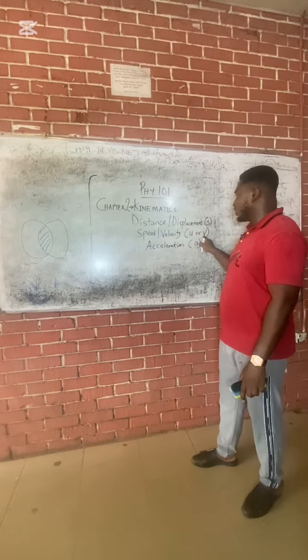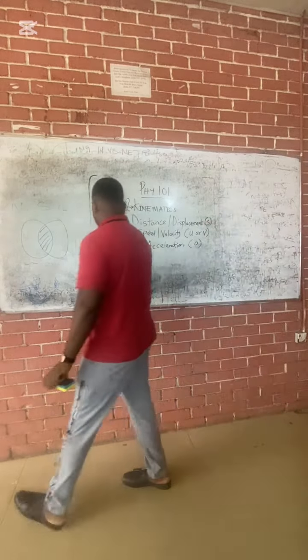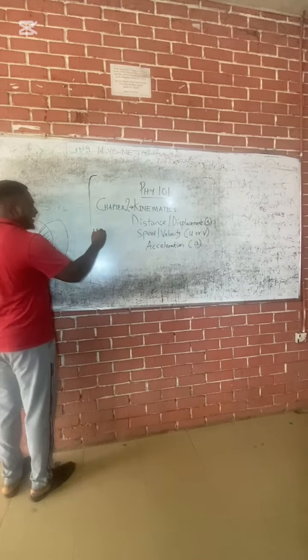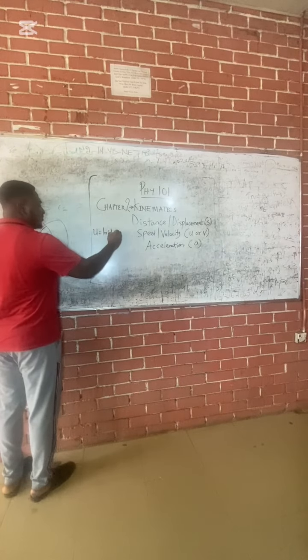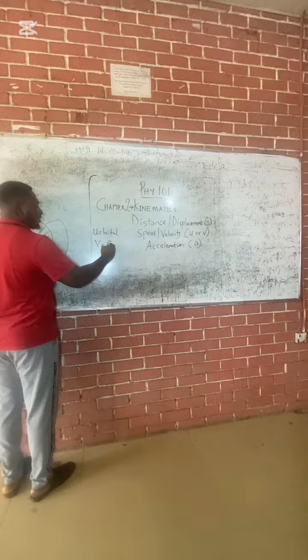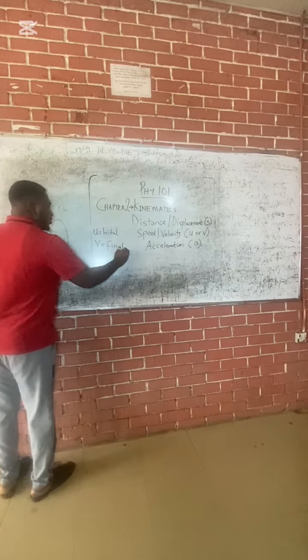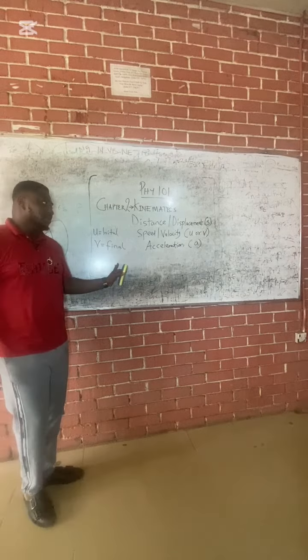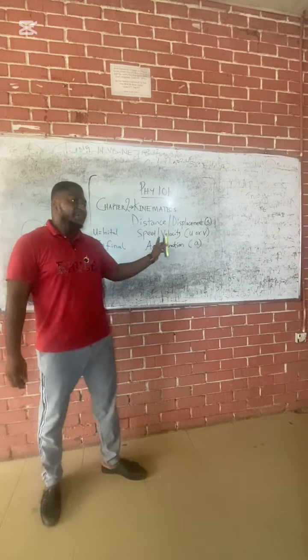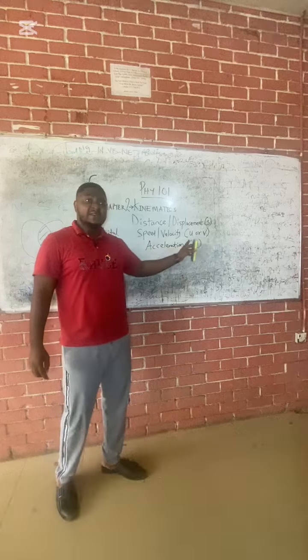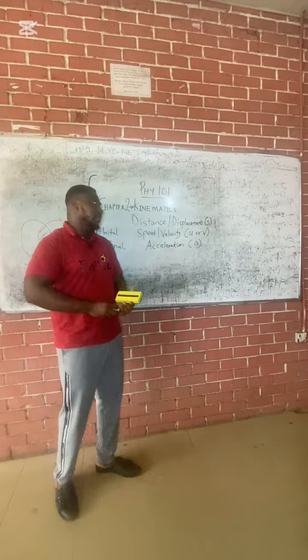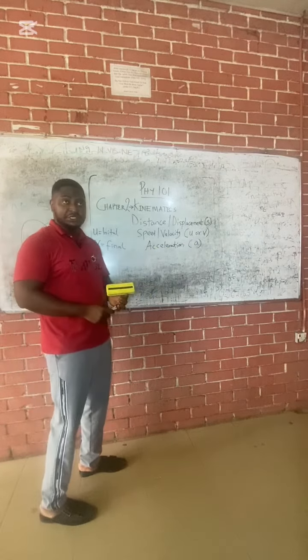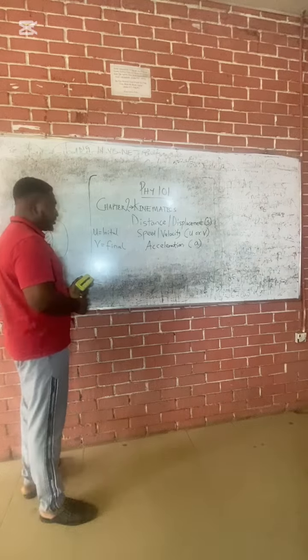Why do we use U or V for speed or velocity? We use U when we want to talk about the initial, and we use V when we want to talk about the final. So U is initial speed or initial velocity, V is final speed or final velocity, and A is acceleration. Class, what then is acceleration?